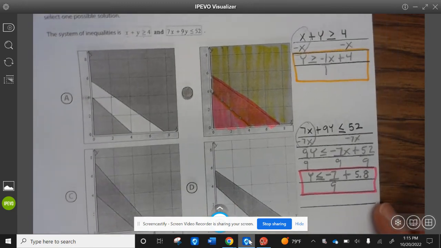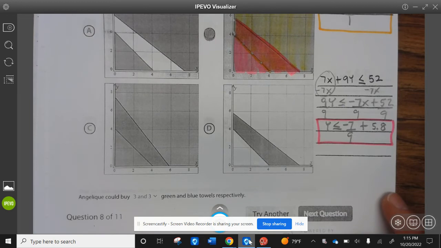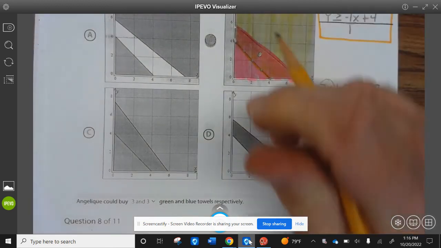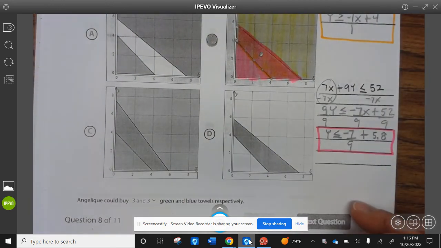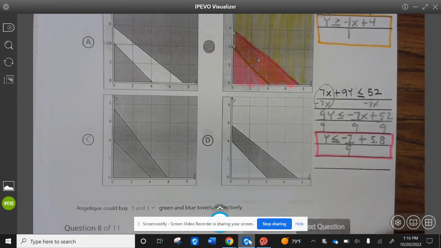Now, it says Angela could buy 3 green and 3 blue towels respectively. Let's see if that point is correct. So we graph 3, 3. It is right here. That is in the overlapping shaded region, so that is correct. All right, go ahead and finish up that example. Now let's take a look at the next one.